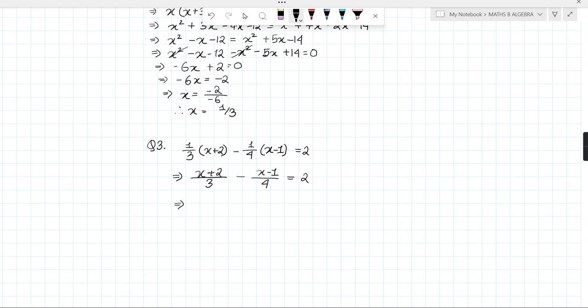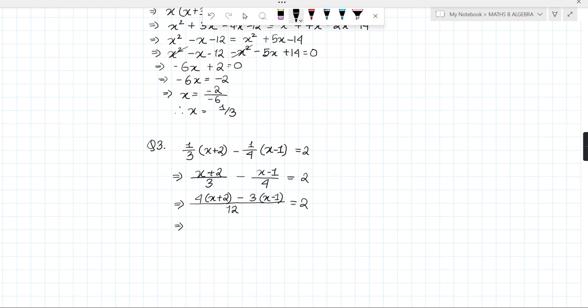So you cannot do the LCM for consecutive numbers. The LCM for 3 and 4 would be just the multiplication of the two numbers, that is 3 into 4 is going to be 12. So the final LCM is going to be 12. And in order to make the denominator same for both, you have to multiply 4 with x plus 2, and again we have to multiply 3 with x minus 1 is equal to 2.